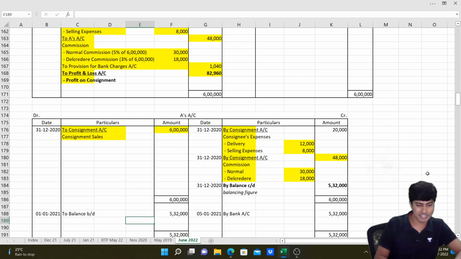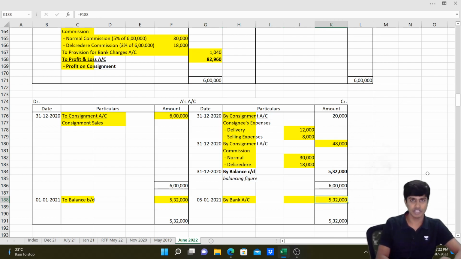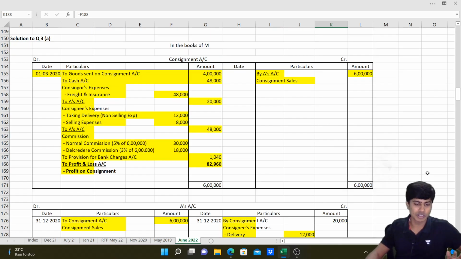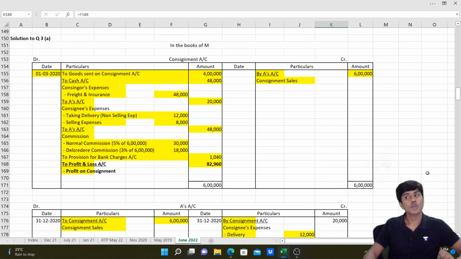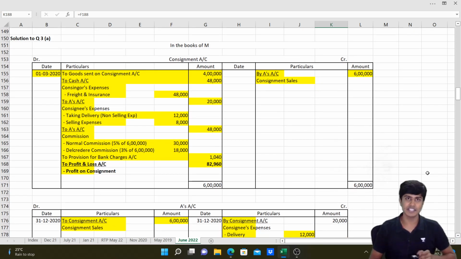Bad debts is not allowed as a deduction. So 5 lakh 32 will become the opening balance in the subsequent year, and he'll give us a check in the subsequent year, 5th of January. This is a very simple, sweet, straightforward question on consignment. No abnormal loss, no loading, no computation of closing stock also. This is one of the easiest questions you can expect on the topic of consignment. I'll show this to you for a moment so that you can see and enjoy. Then we'll do 3B.